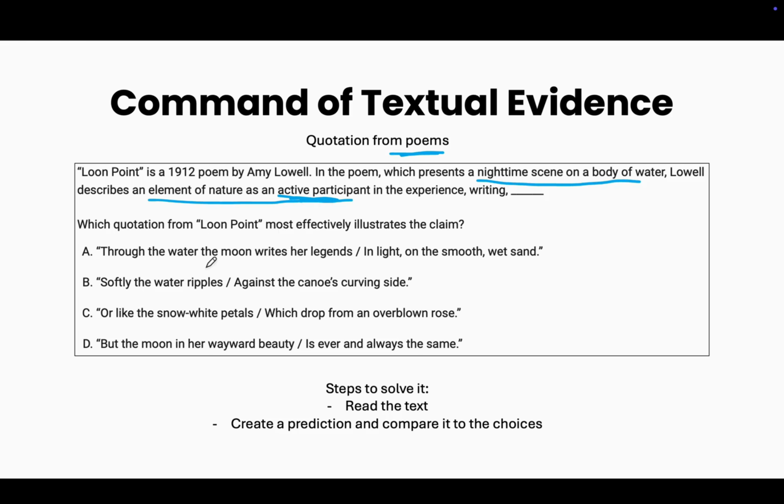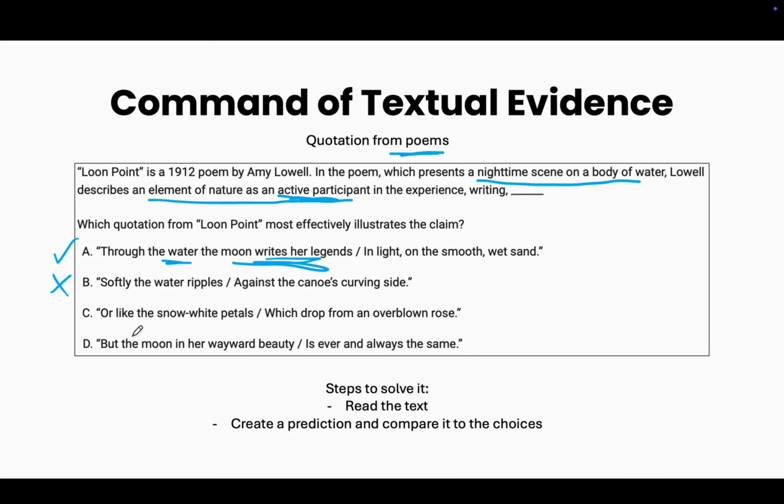Choice A. Through the water, the moon writes her legends, in light on the smooth, wet sand. This talks about the water and the moon, meaning it is nighttime. Plus, it says the moon is writing her legends, so it is an active participant. It is doing something. So this could be correct. Choice B. Softly, the water ripples against the canoe's curving side. This mentions water, but not the nighttime scene. Plus, it does not mention anything else from nature being an active participant.